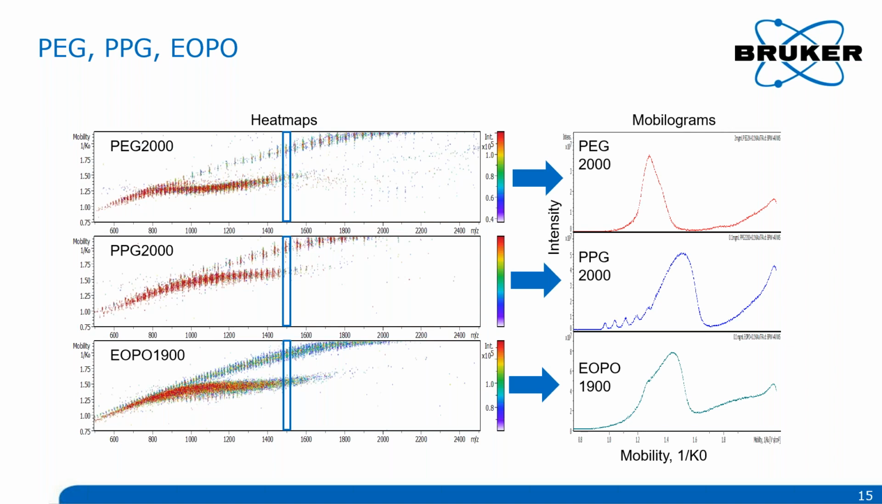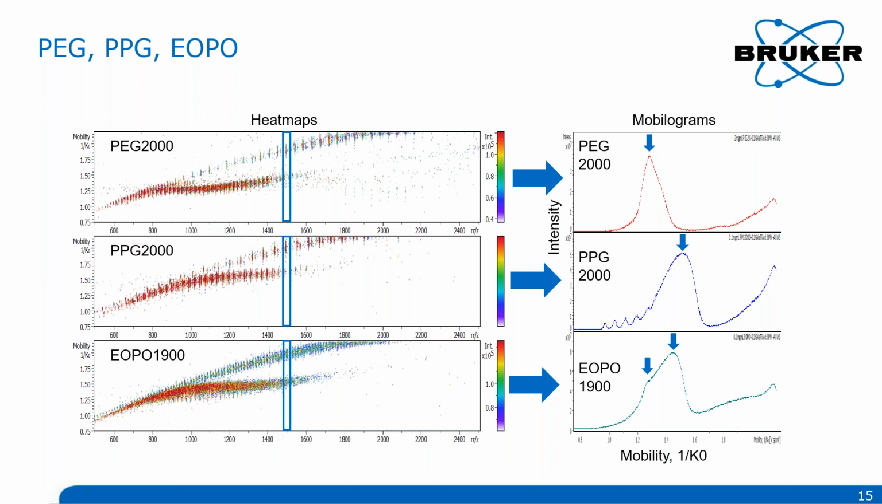Extracted immobilograms, or EIMs, are similar to extracted ion chromatograms, but with mobility instead of retention time. So we can see the difference in mobility between the two homopolymers, PEG and PPG. And the EOPO copolymer shows two extremums on its immobilogram. This makes sense because the polymer chain is no longer homogeneous, and multiple different sequences with the same number of the two repeating units may exist.